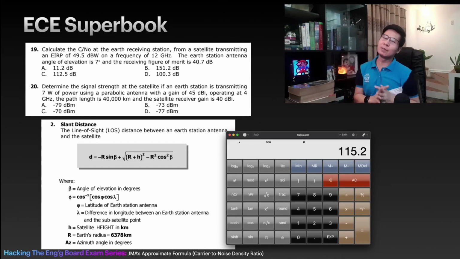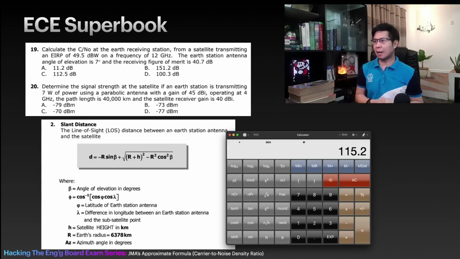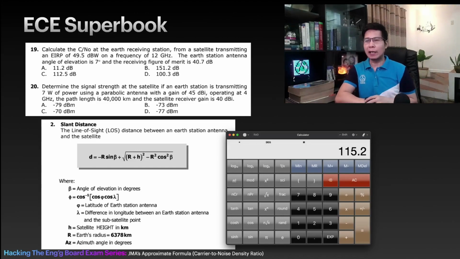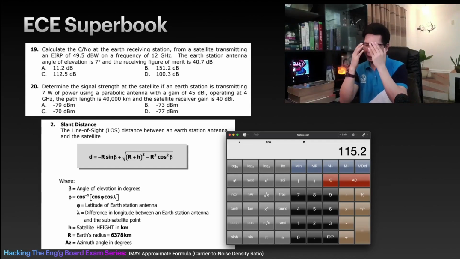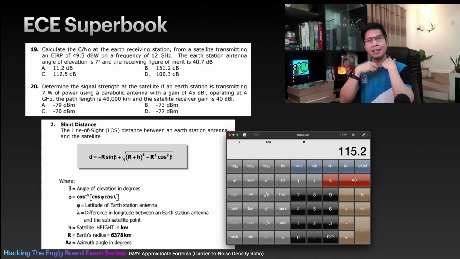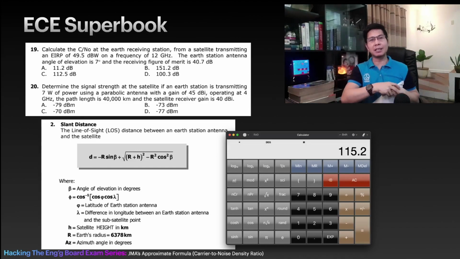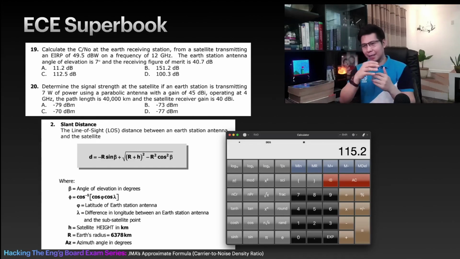So, kung gusto mong isolve yan ng mahabang method, i-check nyo, i-verify nyo kung ang lalabas bang tamang sagot ay 112.5. But ang sagot natin is 115. So, pag ito'y lumabas sa board examination at nakita mo yung tanong na yan, nakalimutan mong ano yung formula ng distance, yung negative r sine beta plus square root of r plus h squared, etc. Nakalimutan mo yon sa sobrang kaba mo. Yun pa yung kalaban mo sa board examination eh. So, ang pinakamalaking kalaban mo is yung kaba. Kahit na gaano ka pa kagaling, pag kinabahan ka na, eh yun ang delikado.